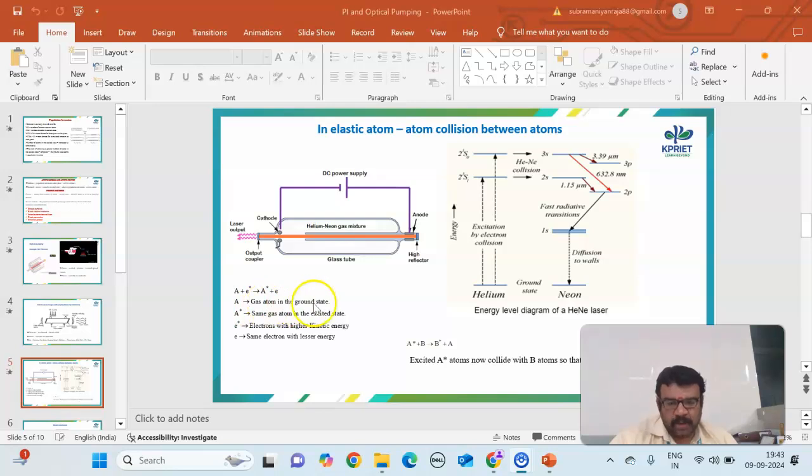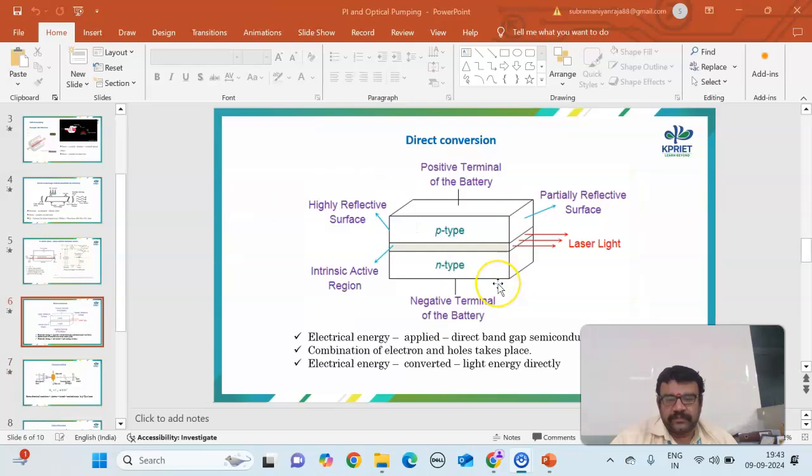A is the gas atom in the ground state which is excited by the electrons with higher energy. So it rises to the excited state with the same gas atom. And this is the typical figure. We are having helium and neon, and here the excitation by electron collision. So it takes to the excited state and it comes back to its original energy level. So the excited A atoms now collide with the B atoms and B goes to the excited state.